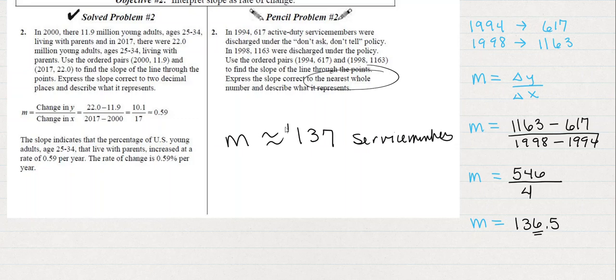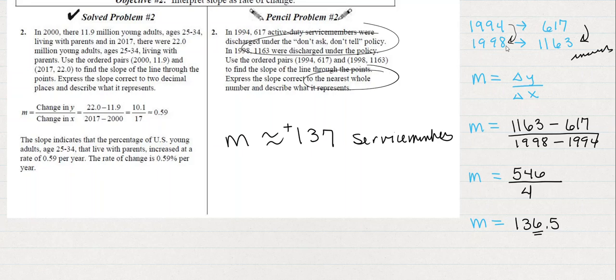And notice that it's positive, which is what we'd expect because from 1994 to 1998, we had an increase. So we knew it was going to be positive. And what does this tell us? It says that an average increase of 137 service members a year are being discharged under this policy. The average increase is 137.